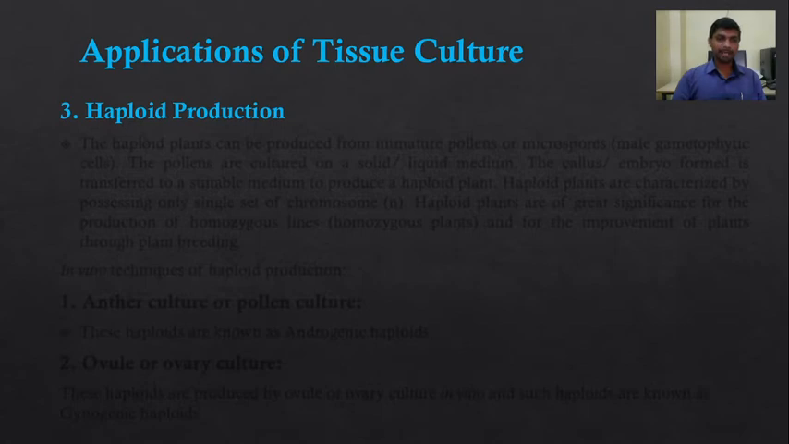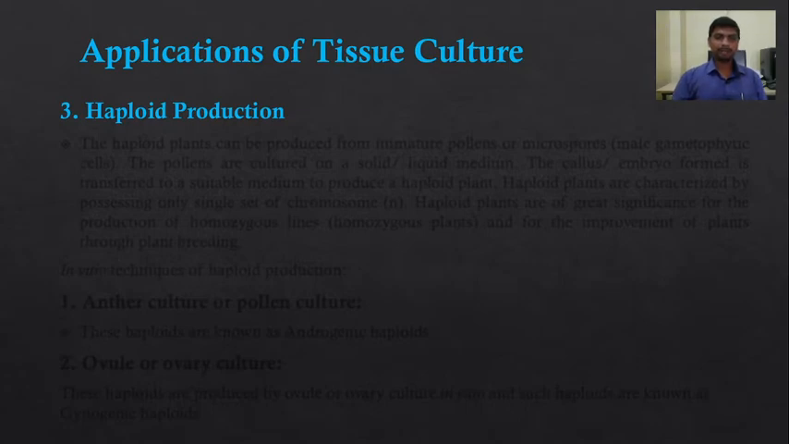The haploid parts of plants, such as pollens and microspores, can be used for the production of haploid plants, because these structures have only a single set of chromosomes. These are haploid cells. These cells are used for the production of haploid plants by using tissue culture technique. So this is an important application of plant tissue culture, that is haploid production.